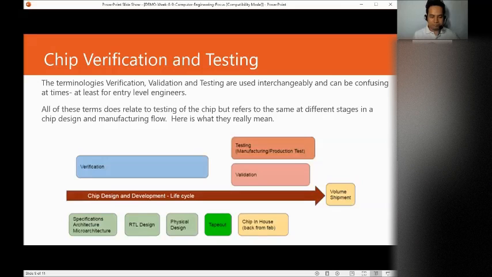Check the diagram. So what do you notice? This is the important part. We have the verification, testing, and validation. This will be the output of the product. So when you say verification, what do you mean by verification? Any idea?